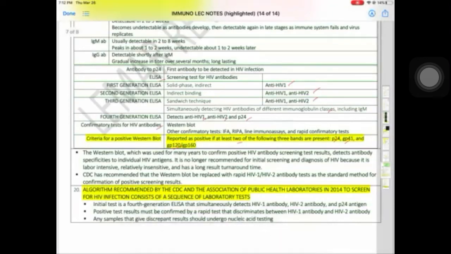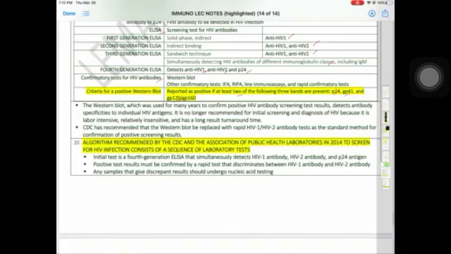Anong problem with Western blot? Medyo matagal ang result, 7 to 21 days. So, ang problem po dito, na-delay yung treatment ng ating patient.